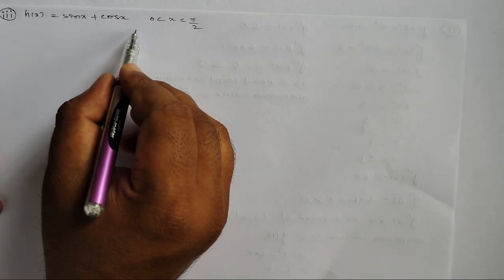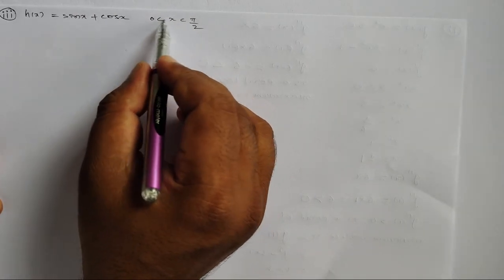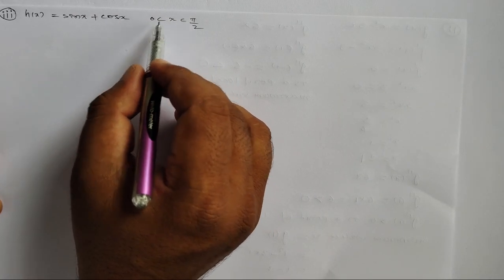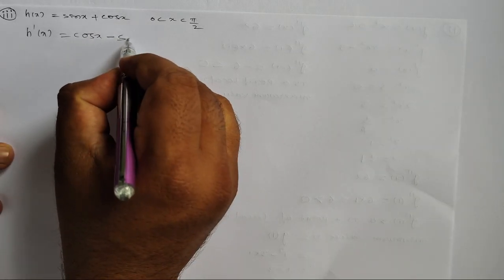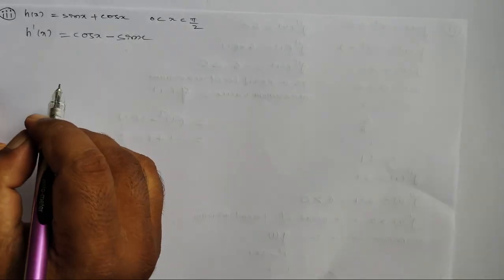Third one: h(x) is equal to sin x plus x cos x, where x is less than 90 degrees and greater than 0. It means what? First quadrant, right? So what is the method? First differentiate with respect to x. That becomes h'(x) is equal to the derivative of sin x, which is cos x, and the derivative of x cos x, which becomes minus sin x.